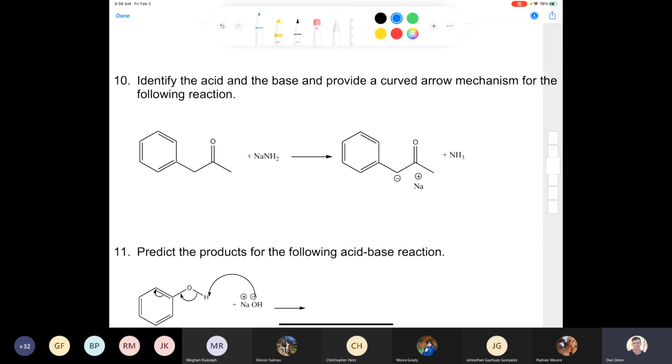Here it's asking us to identify an acid and a base, provide a curved arrow mechanism. I'm going to redraw the base. I find it's easier since you can't really see the lone pair. So we'll draw those in like that. Okay, so there we go. This is our base, right? It's accepting a proton. That's why we end up with ammonia over here. So therefore, this is our acid. Now, which proton is being donated?